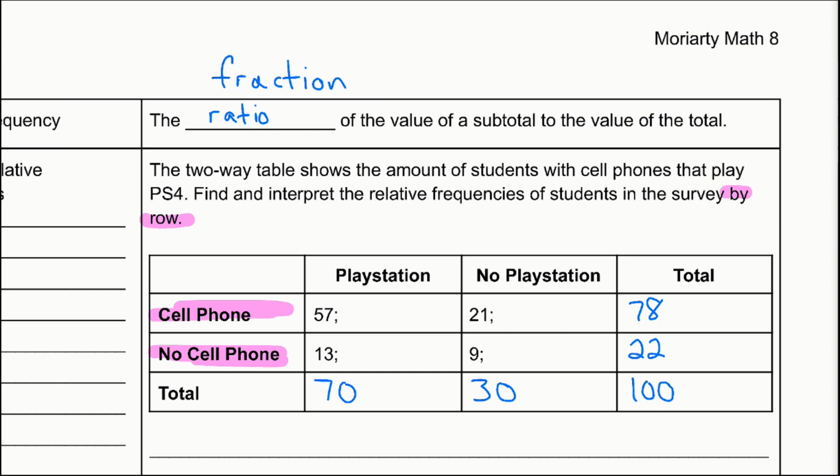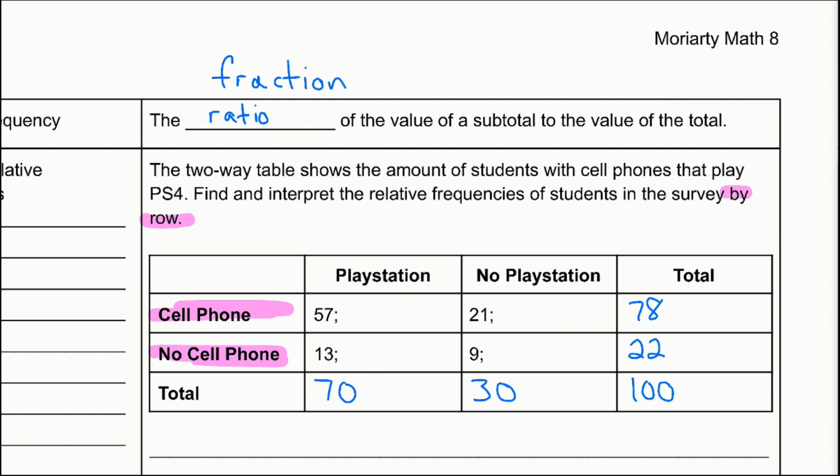So the totals that definition was talking about, the ratio of the value of a subtotal to the value of the total, the subtotals are going to be these right here, and the totals that we're going to use are going to be these. That's by row. Okay, the other one I think is by column. But yeah, so by row.